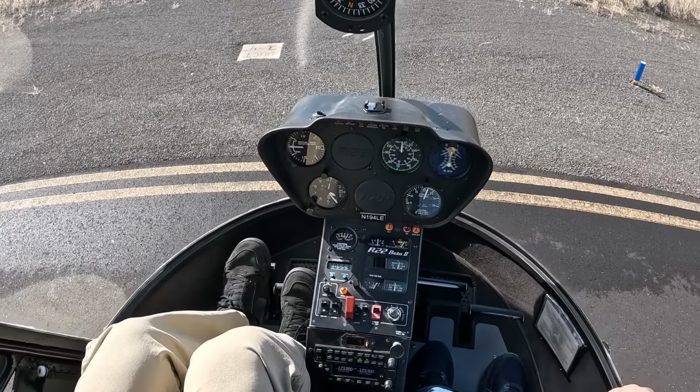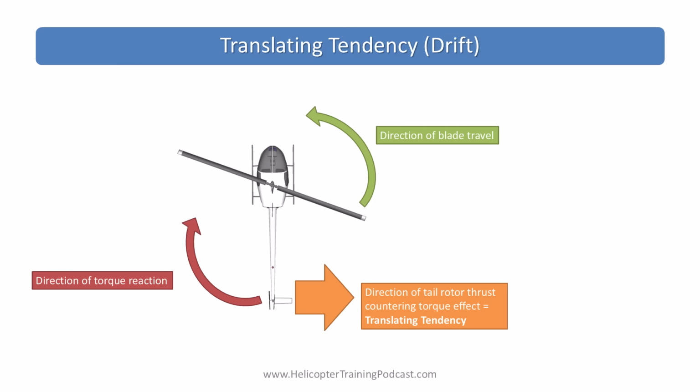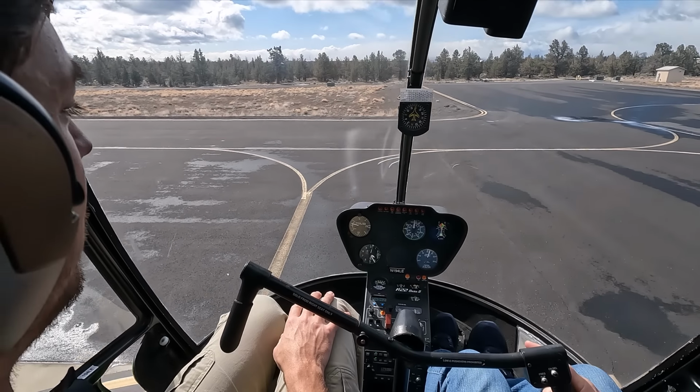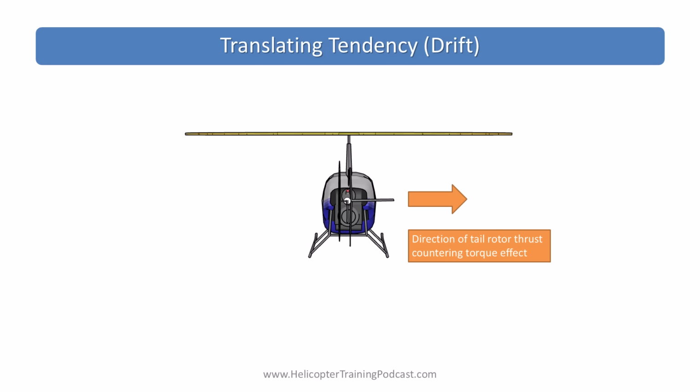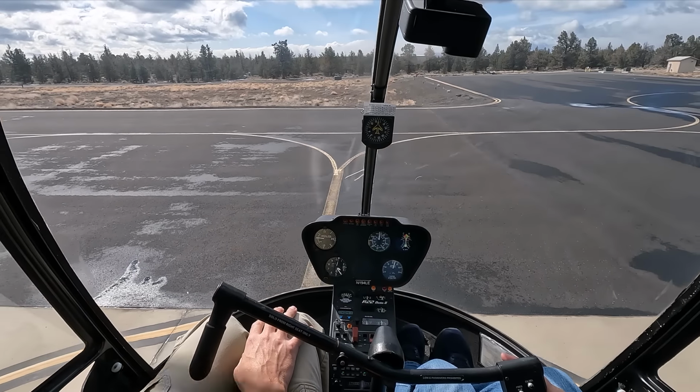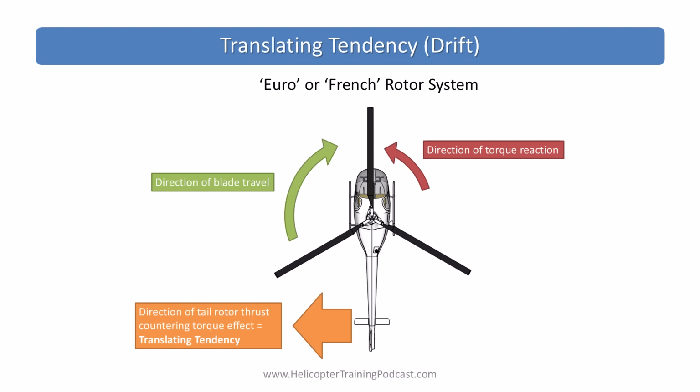So while the tail rotor counters the torque reaction to maintain heading, it also introduces more aerodynamic complications, something called translating tendency or translating drift. In a helicopter with a counterclockwise rotor system like the R-22, while you're maintaining a hover, the tail rotor thrust acts to the right, and that has the effect of drifting the helicopter to the right. And the more tail rotor thrust or left pedal that you apply, the more that lateral drift to the right occurs. And of course, reverse all this for clockwise systems like the Cabri G2.